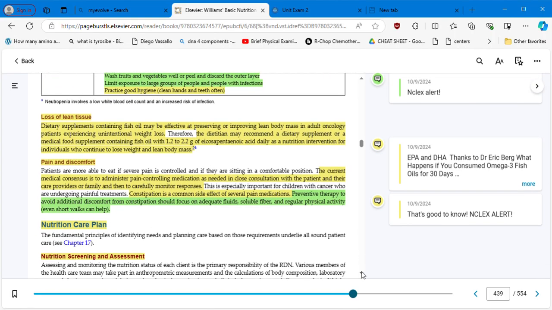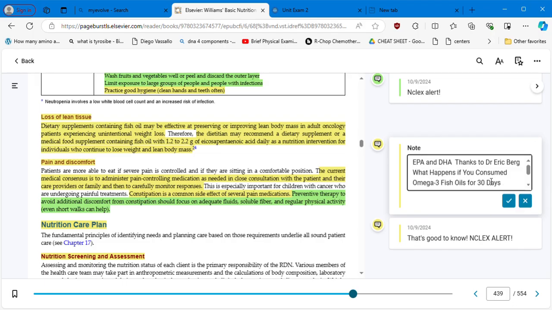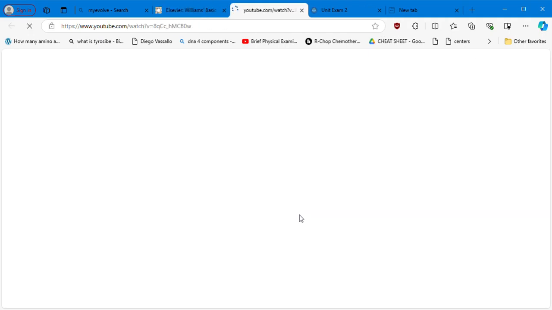Pain and discomfort. Before going to this, I want to introduce you to Dr. Berg, and he's going to talk to you about the EPA and DHA. That's something that we need really to know.